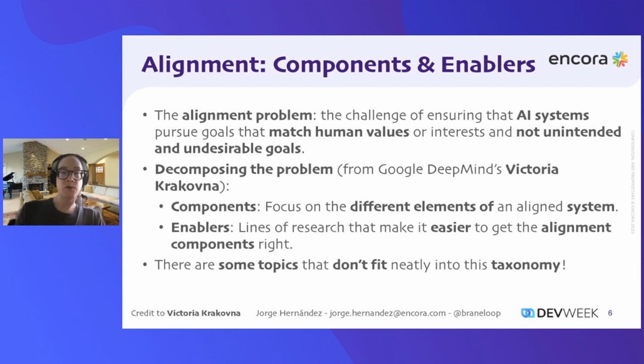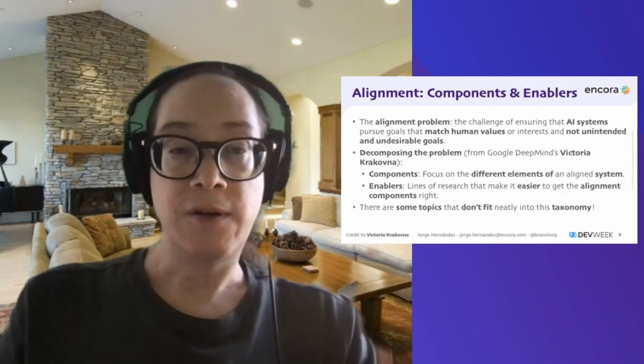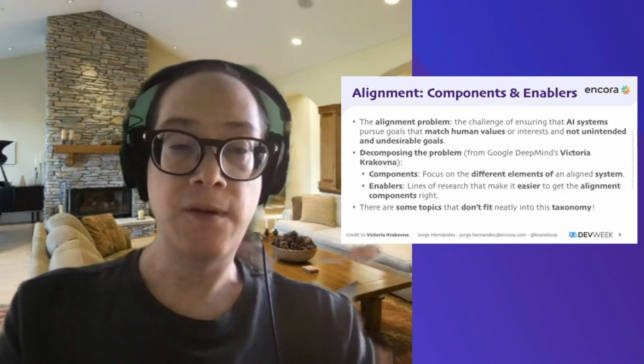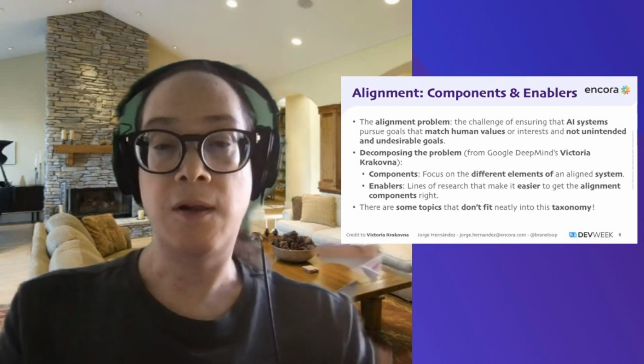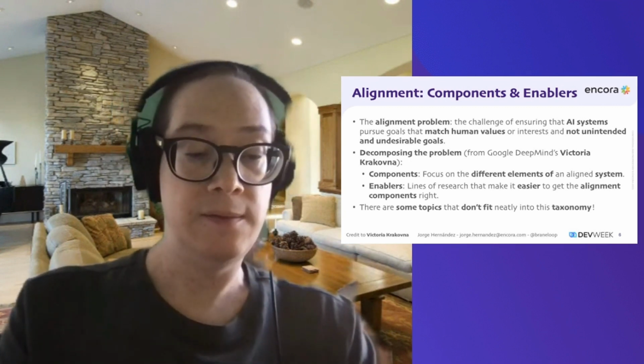So one way of decomposing the problem, one way of thinking about the area, is one that comes from Victoria Krakovna, who's a researcher at Google DeepMind. She thinks about the problem by dividing it into two halves. In the first half, you have what are called components. Components basically are the different elements of a system that we hope is aligned. And on the other half, you have enablers, which are lines of research that make it easier to get those components right.